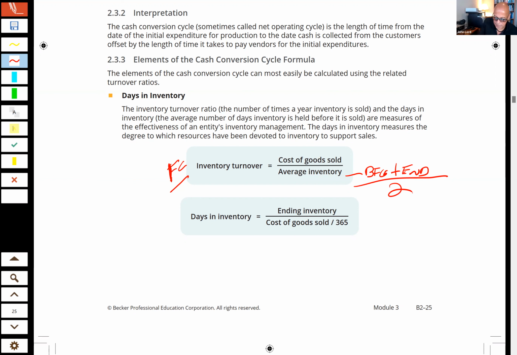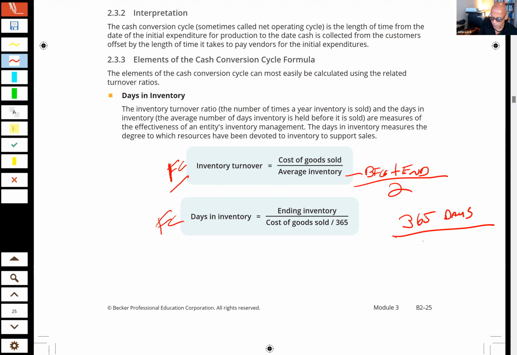And then to get the days in inventory, Becker thinks that you should take the ending inventory, divide that by the cost of goods sold, and divide that by 365. I'm not feeling that one. I like to take the 365 day year, right? 365 days.